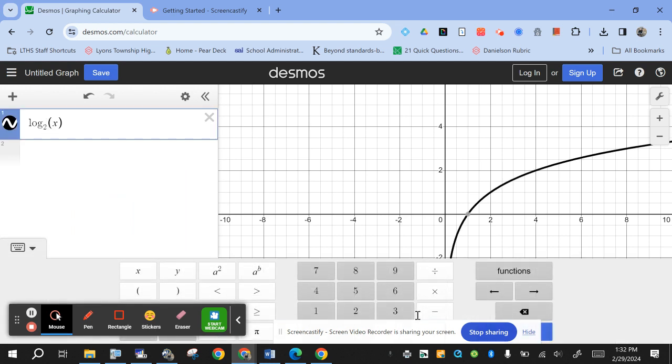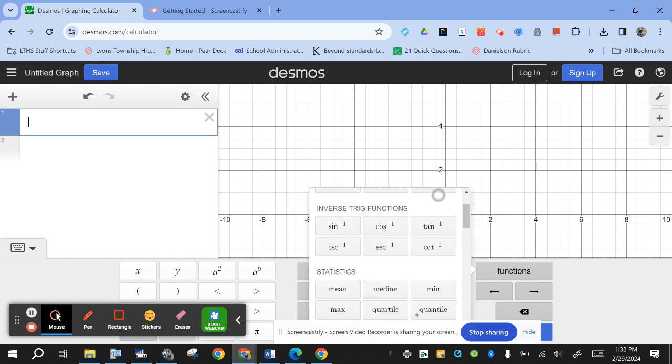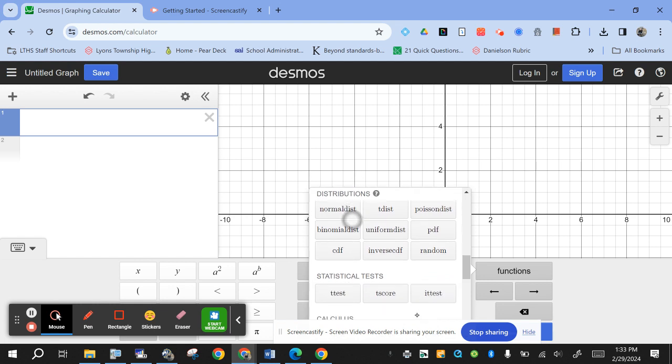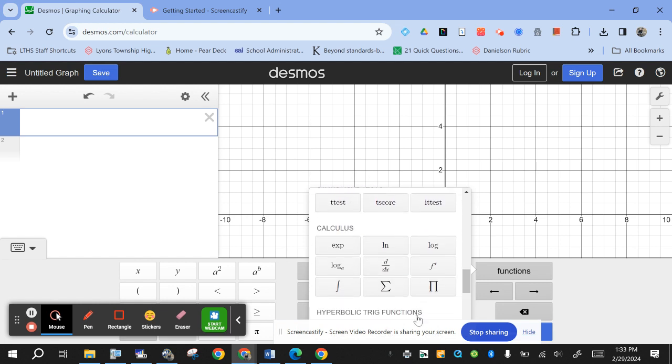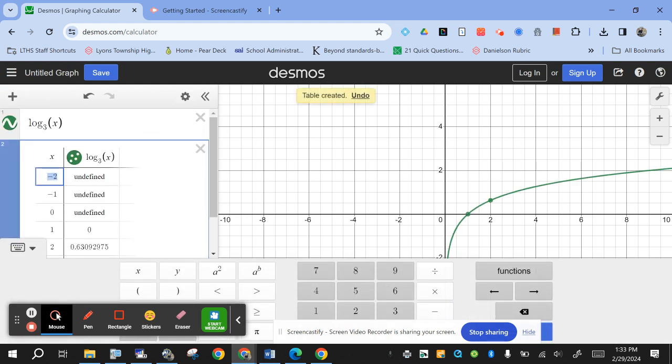I'm just going to click here and arrow over and change that to a 3. Oh, nope, I can't do that. Let's start over. So go to functions, scroll down to where it says calculus. Calculus, and we're going to select log A. We're going to do 3 of x and get my table.